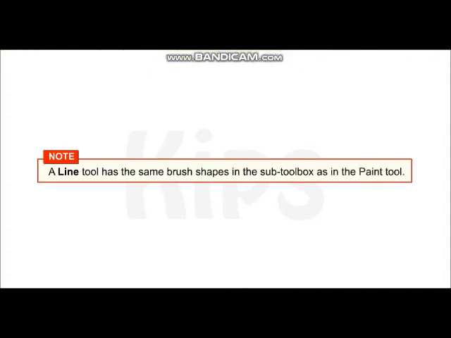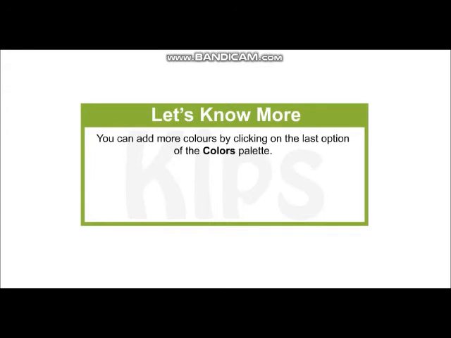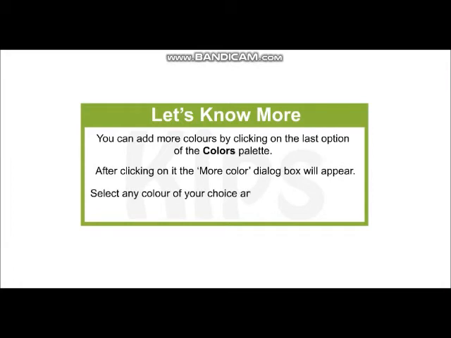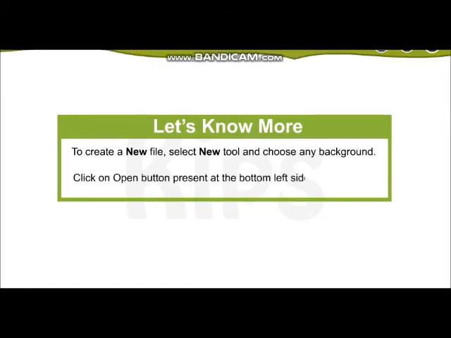Okay, children, let me tell you something more. You can add more colors by clicking on the last option of the colors palette. After clicking on it, the More Color dialog box will appear. Select any color of your choice and click on Back button to go back to the main screen and use the selected color. Let me now tell you that to create a new file, select New tool and choose any background. Click on Open button present at the bottom left side of the canvas.